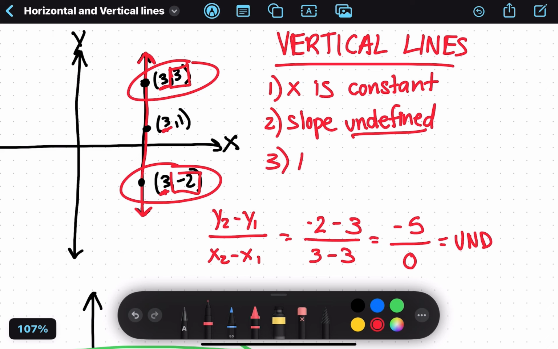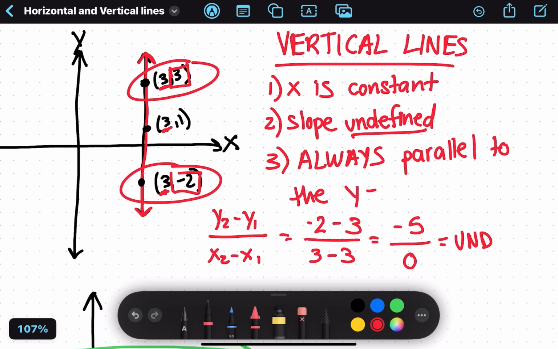is that they are always parallel to the y-axis. Meaning, no matter how far along it goes, even if the y-coordinate is like 1,000,000, it's still never going to touch the y-axis. It's always going to be parallel to it. They are never going to touch. It's exactly straight and vertical, just like the y-axis.